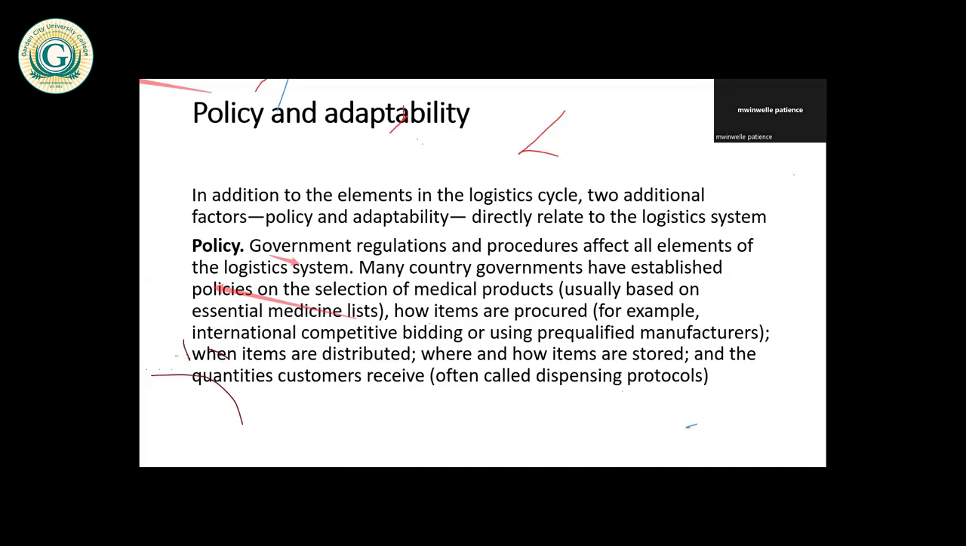So you realize that as individuals or as workers within the health system, you cannot on your own procure certain drugs, certain equipment. You cannot use them. Everything, there's a policy governing the products, health commodities that can be procured and how they are used. Then how items are procured. Sometimes in Ghana here, you know that it must go through competitive bidding. And then how items must be stored, how items must be distributed.